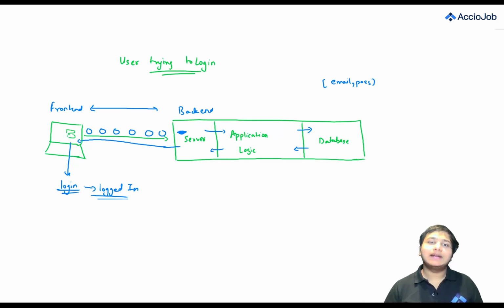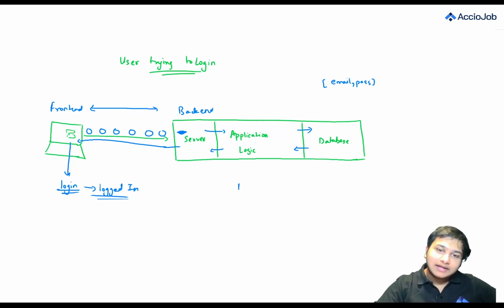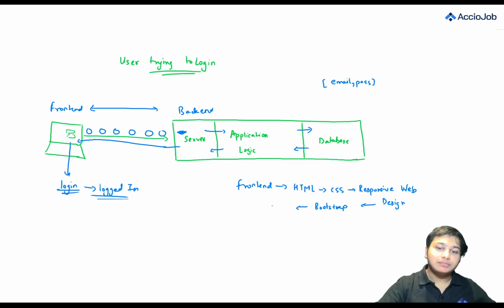In the next video, we'll try to understand how we can start working on the front end. We'll be starting with the first thing, and the first thing is front end. When it comes to front end, we follow a roadmap: we'll start with HTML, then we'll go to CSS, then responsive web design. Followed by this, we'll be learning a better and faster way to write CSS, which is Bootstrap. And then we'll be moving ahead to the JavaScript part. So this is the entire track that we'll be starting with.